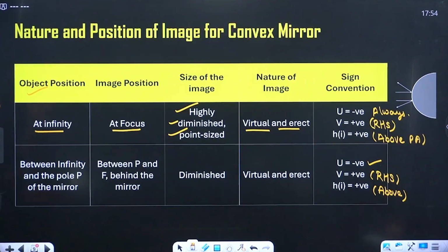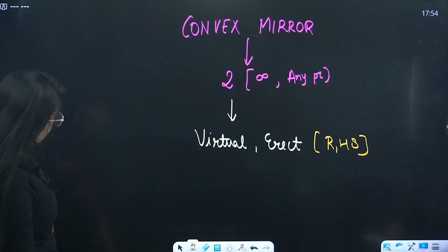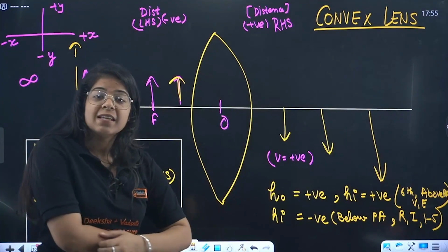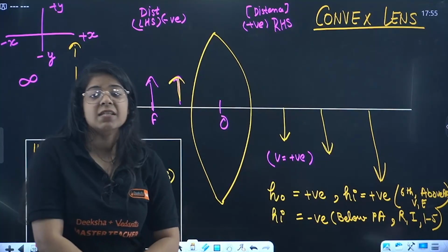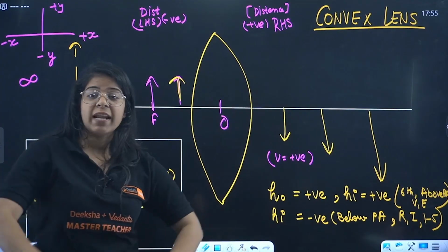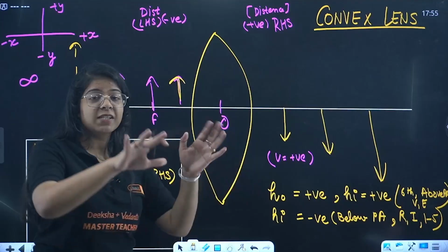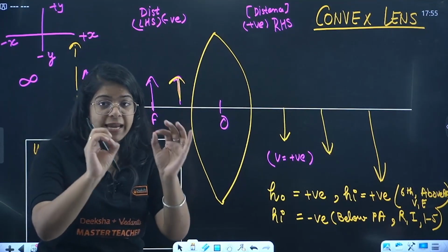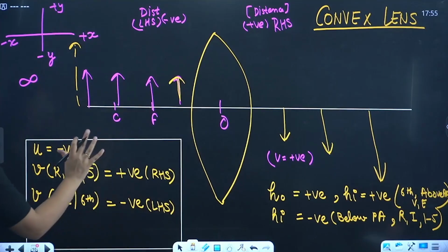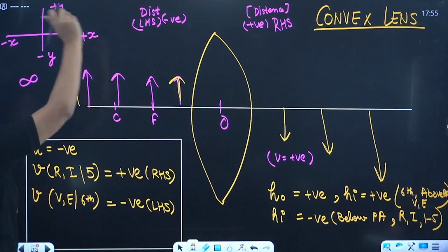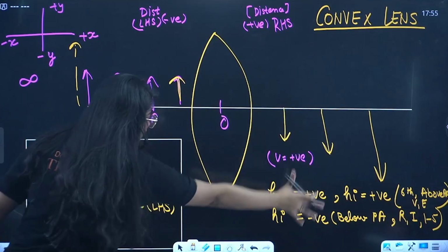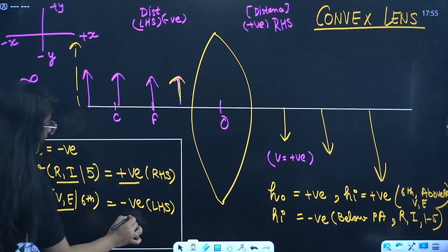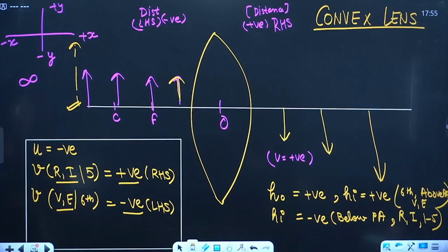Then beta, coming to lenses, we again have 6 cases in convex lens similar to concave mirror. Everything is same, real, inverted, virtual, erect. 6 cases, first 5 cases real, inverted, 6th case virtual and erect. Just one thing is different, that is the sign of image distance. For real and inverted it is positive in lenses, in mirror it was negative. For virtual and erect it is negative.